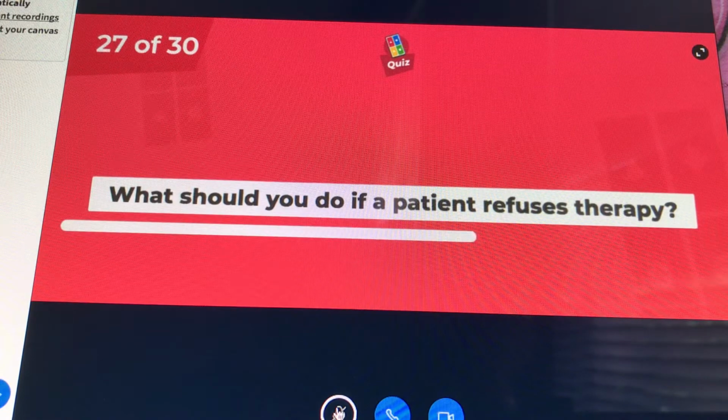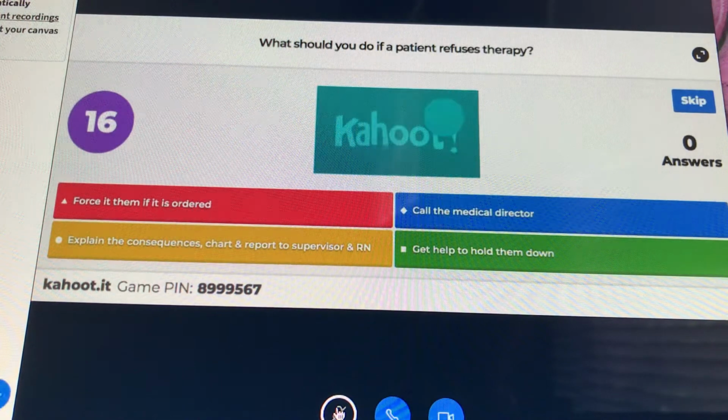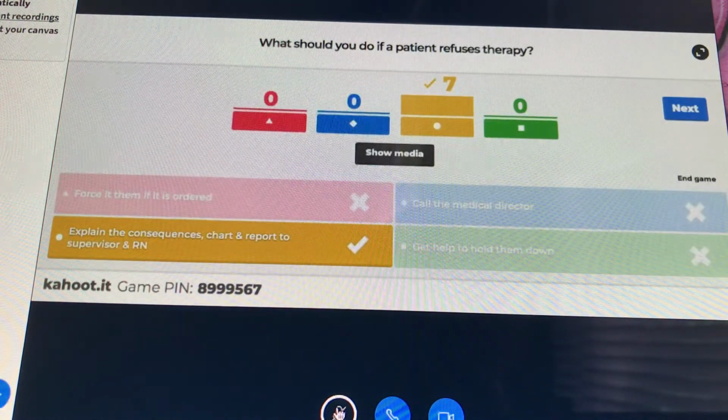What should you do if a patient refuses therapy? Good. Explain the consequences to your patient. That is, let them know your doctor ordered it and this is why. If they still refuse, explain the consequences of not taking it, why it's ordered, and how it will benefit you. Chart it. Always CYB, cover your butt, make a note, and then report it to either your supervisor, your nurse, or even the doctor if they're around.